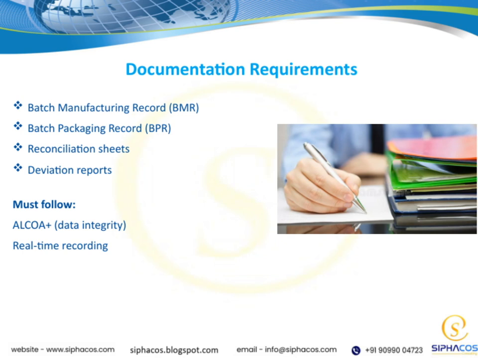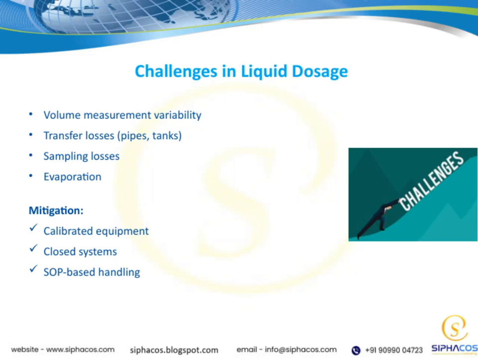Let's talk about some of the challenges we face with liquid dosage. One of the main issues is volume measurement variability. Even small inconsistencies here can impact the accuracy of our doses. Then, we have transfer losses, which occur in pipes and tanks. Some liquid always sticks or evaporates during transfer, leading to discrepancies. Sampling losses are another concern. When we take samples, we might not get a fully representative portion, which can skew our results. And of course, evaporation can cause reduction in liquid volume over time, especially if not properly controlled.